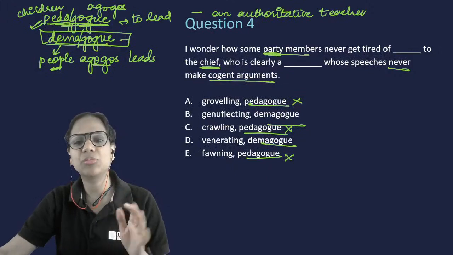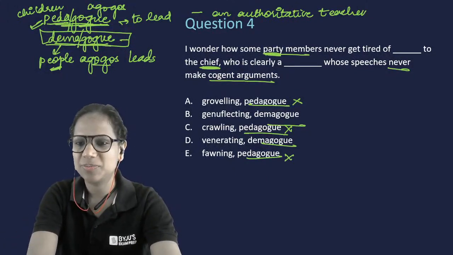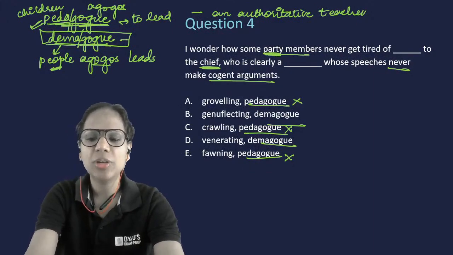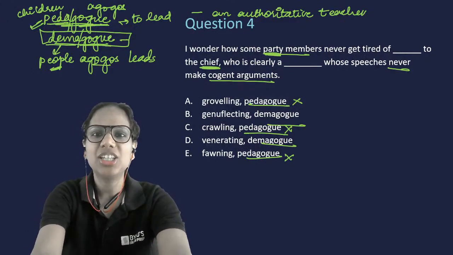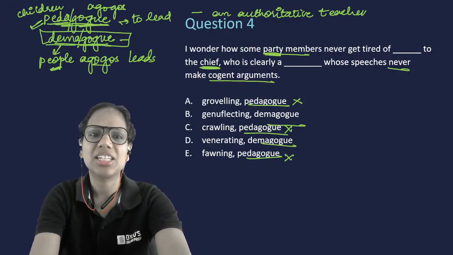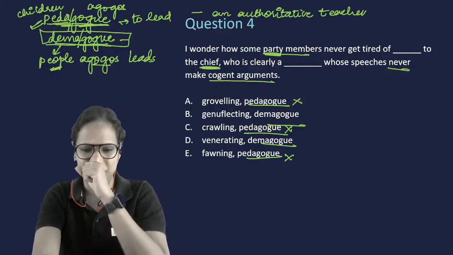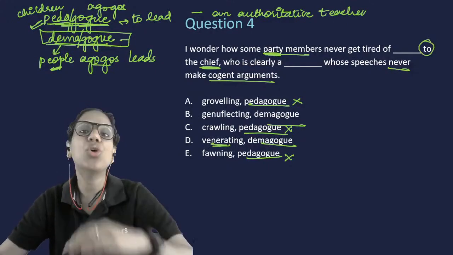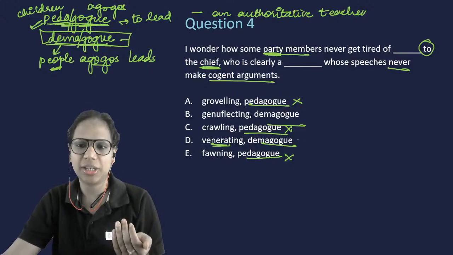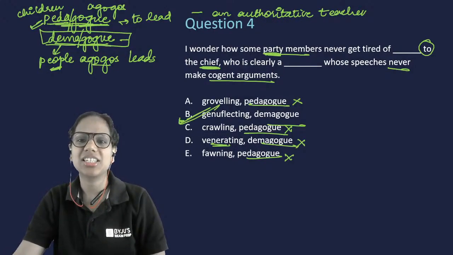So three options eliminated right away. Now, tell me, between B and D, which one should it be? Yes, venerating to him, I venerate to him or I venerate him. Tell me, which is correct? So now it becomes a question of grammar. I venerate him. The 'to' is not put after venerate. Eliminated. B is the answer here.